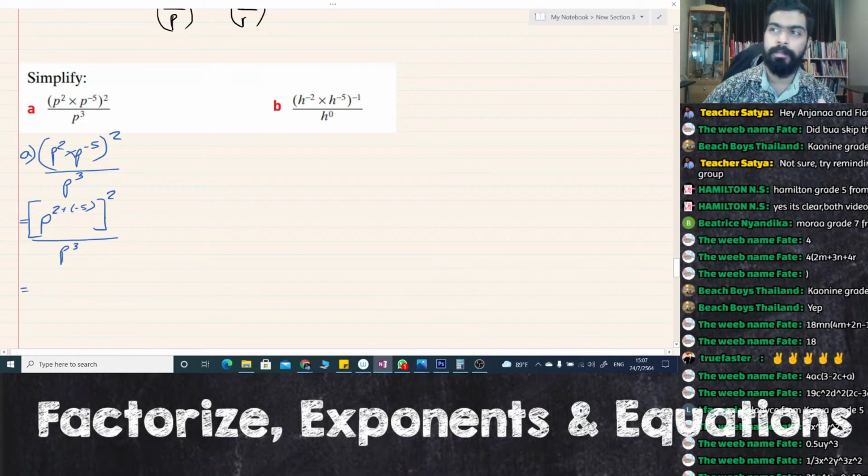Now 2 minus 5 is going to give us negative 3. So we have p to the power of negative 3 to the power of 2 over p cube, right? Now let me continue it here. So we would have p raised to the power of negative 6 over p to the power of 3, right guys?